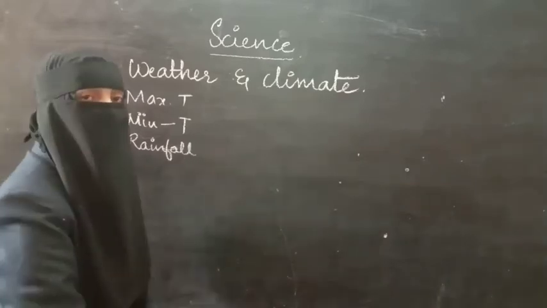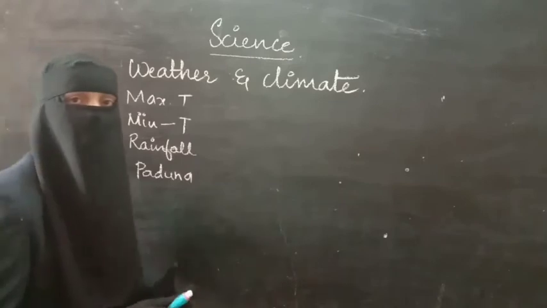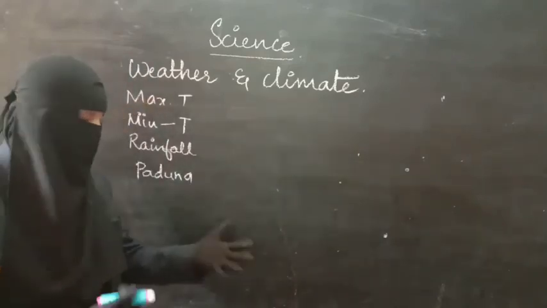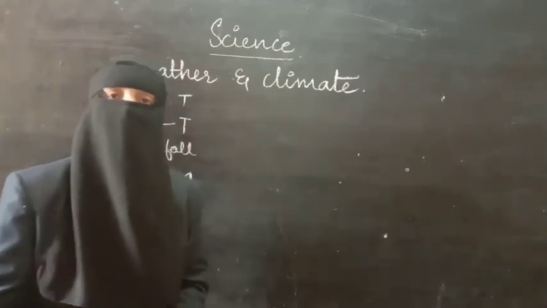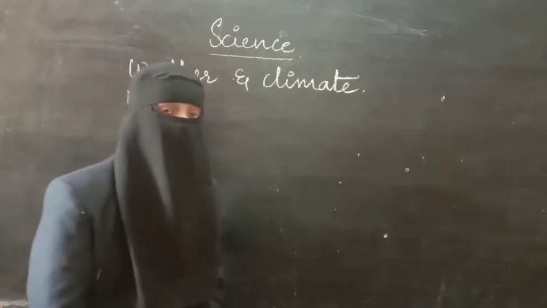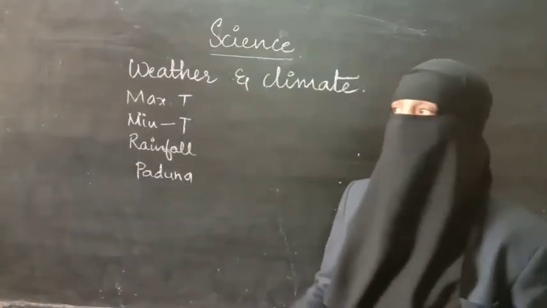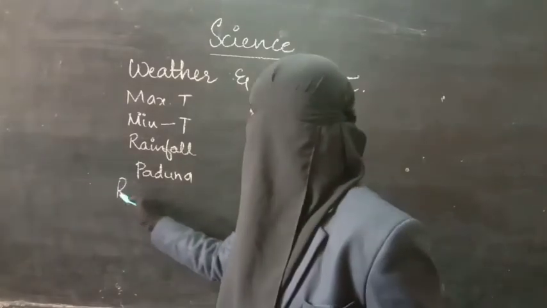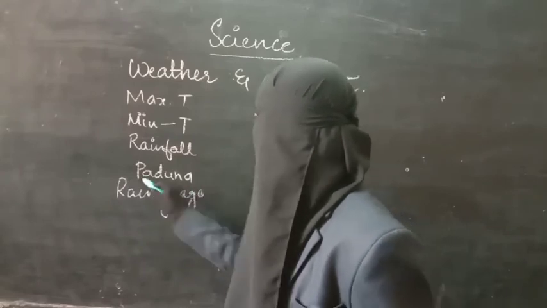Farmers, before starting cultivation, see the moisture present in the soil after rainfall, and the procedure they follow is called Padunu. By seeing Padunu, they celebrate and start cultivation. So this is in the case of farmers, but meteorologists use an apparatus called a rain gauge. The rain gauge is used for measuring rainfall.